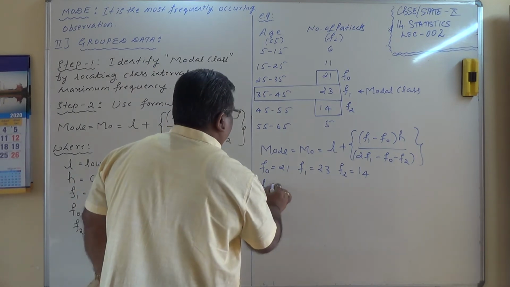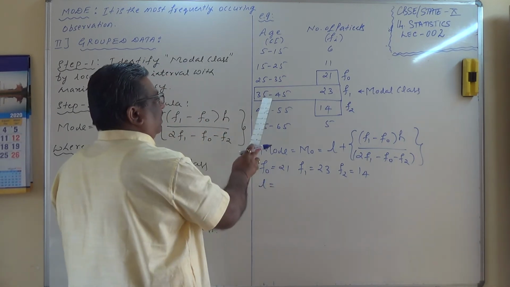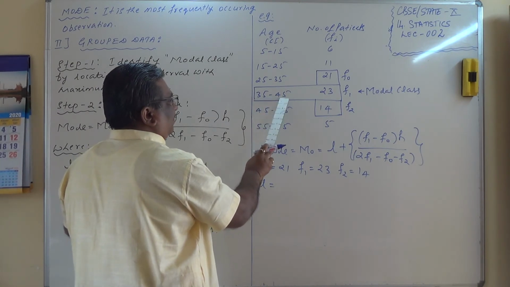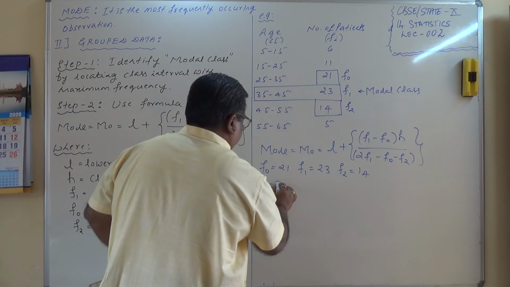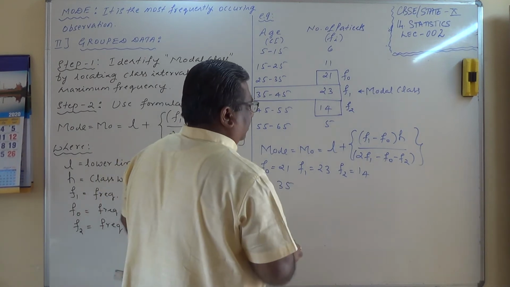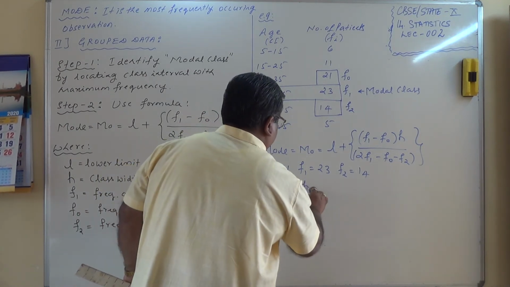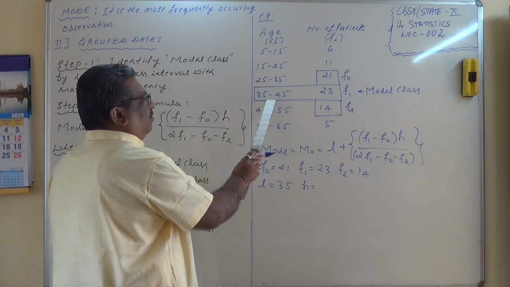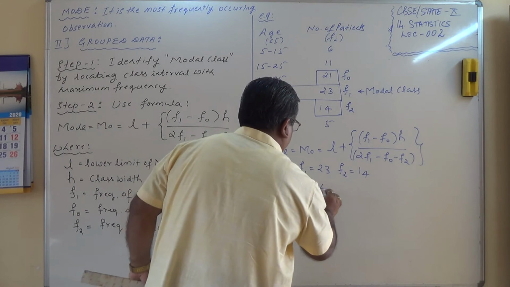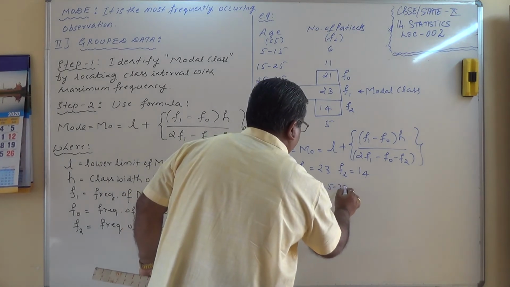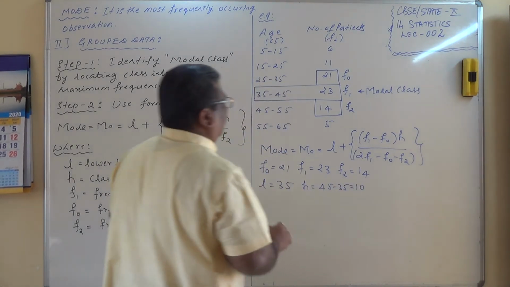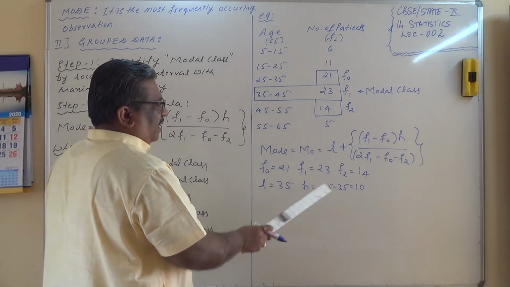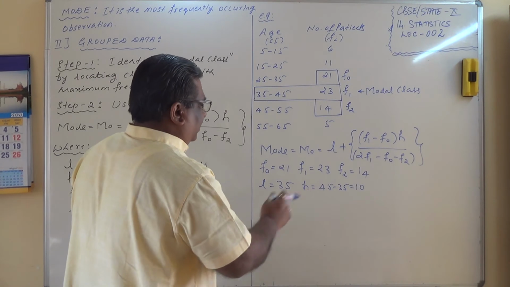Next, what else is required? L is required. L is the lower limit of the modal class interval. 35 to 45 is the modal class interval, so 35 is the lower limit. What else? H is the class width of the modal class, 45 minus 35, which is 10. I think you can substitute the values and get the answer.